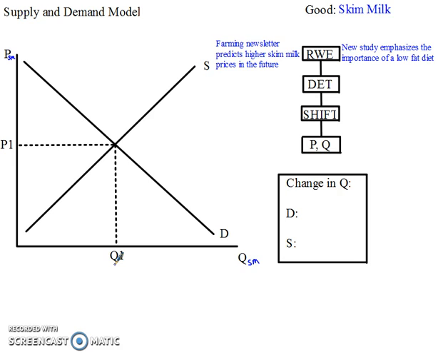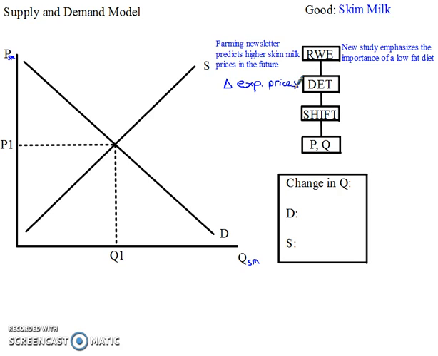So now let's come back over here to my real world event. I'm going to look at this one first. My real world event is a farming newsletter predicts higher skim milk prices in the future. So this is something probably that farmers are reading. So I think this is going to happen on the supply side of the market. So I'm going to look at the supply determinants. And I think my supply determinant is going to be a change in expected prices.